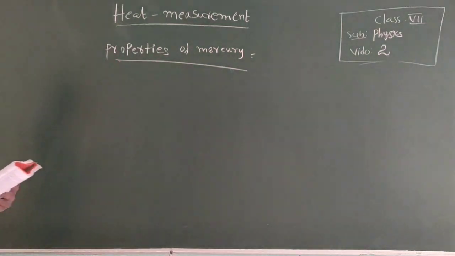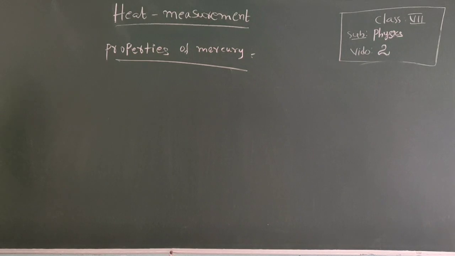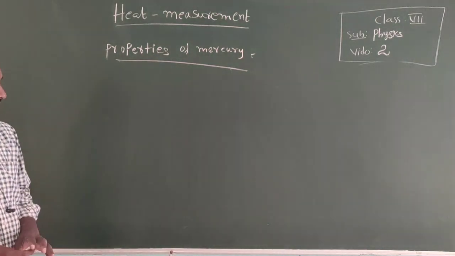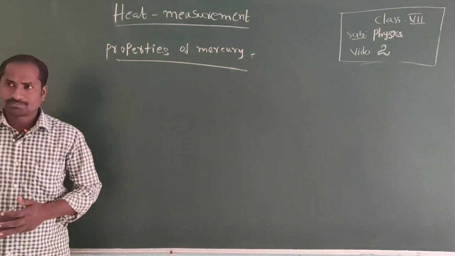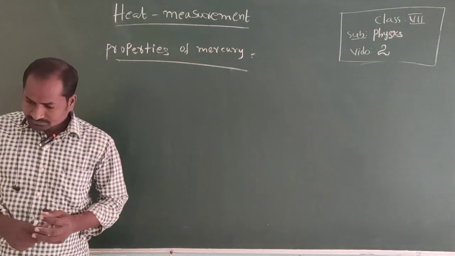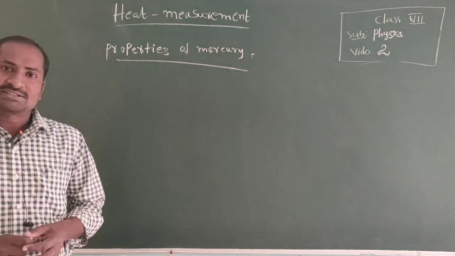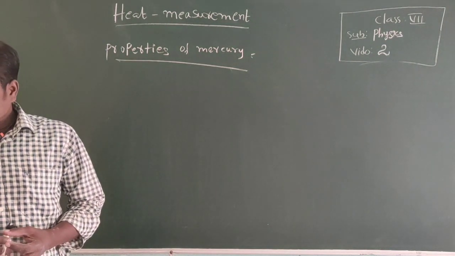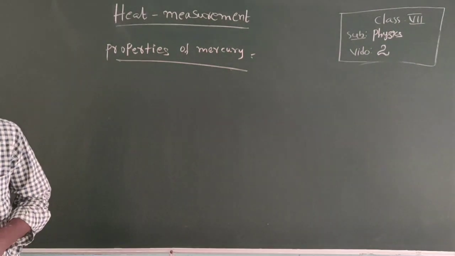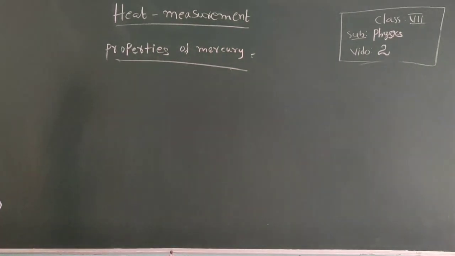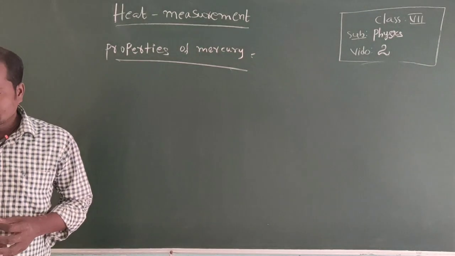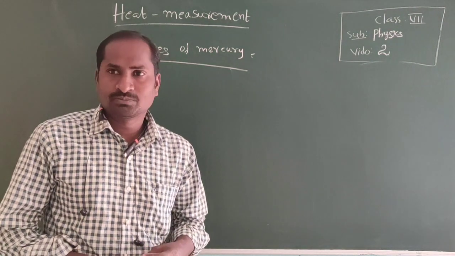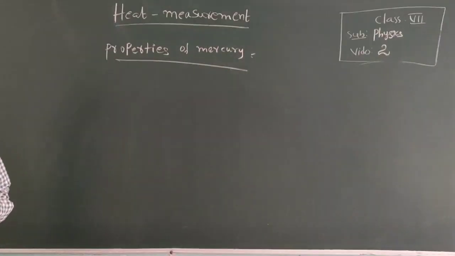Properties of mercury. Mercury expands uniformly. It is an opaque object. Next one, it is shining. It does not stick to the sides of the glass tube. It is a good conductor of heat. Next, it is available in liquid state, that means in pure state.